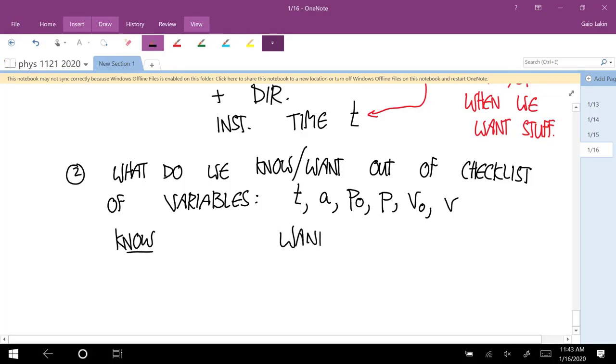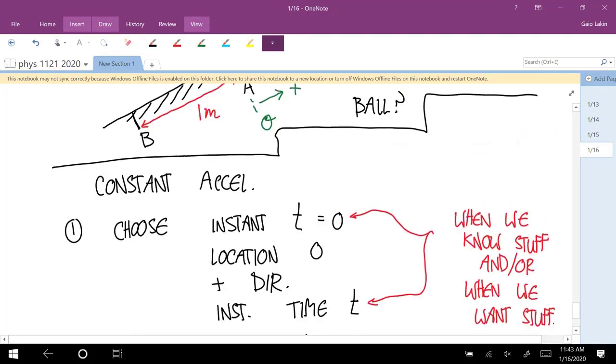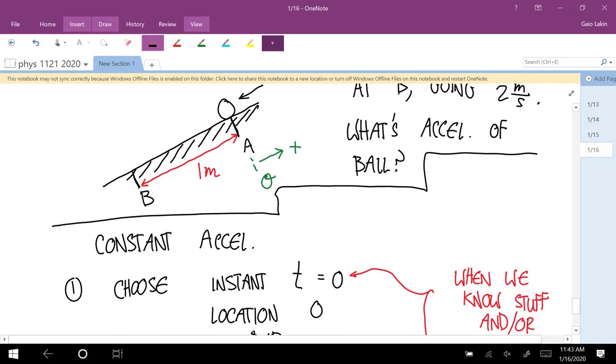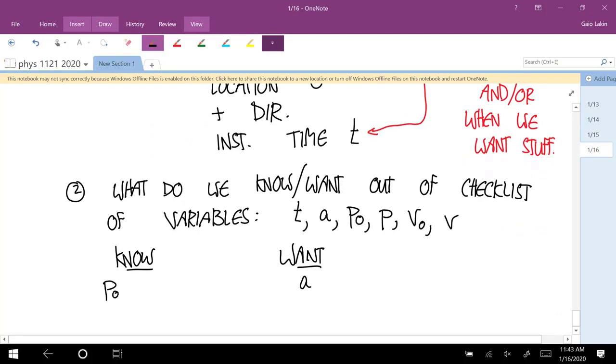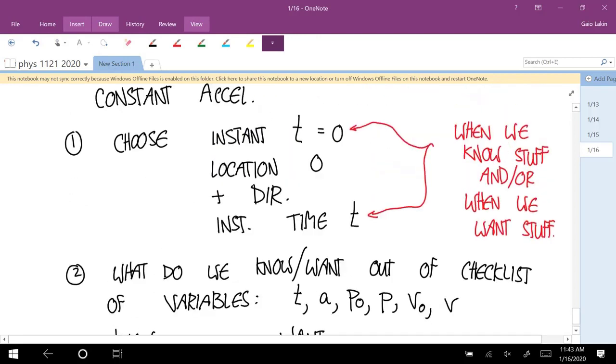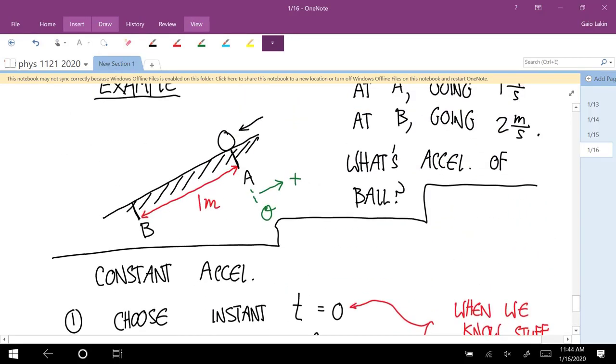So we know that time we don't know. We don't know how long it takes to get from A to B. Acceleration is what we're trying to find. At time equals 0, what's the position of this object? Time equals 0 is when it passes A. So what's its position? That's right. So P0 is 0. What about P at time t? Do we know that? Yeah, very good.